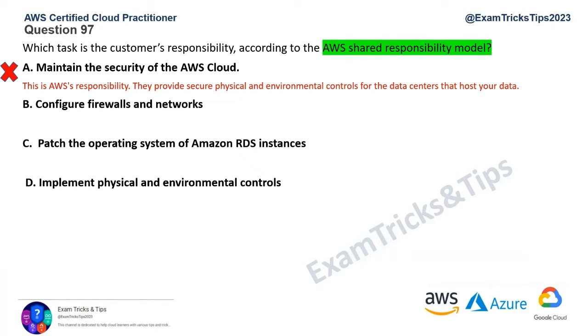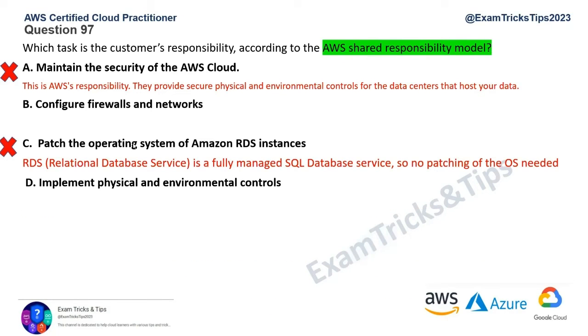Then option C, that's the next wrong one for me. Patching of operating system of RDS instances. Now, RDS is a fully managed SQL database service, so there is no patching of OS needed. In case of managed services, you don't do patching of OSs as part of customers. It is then the responsibility of AWS because you're not owning the instances. You're owning the software as a service, which is in this case RDS. You're not owning infrastructure as a service.